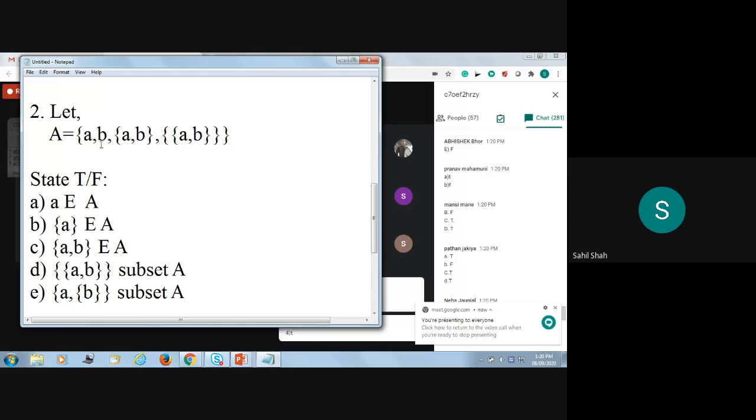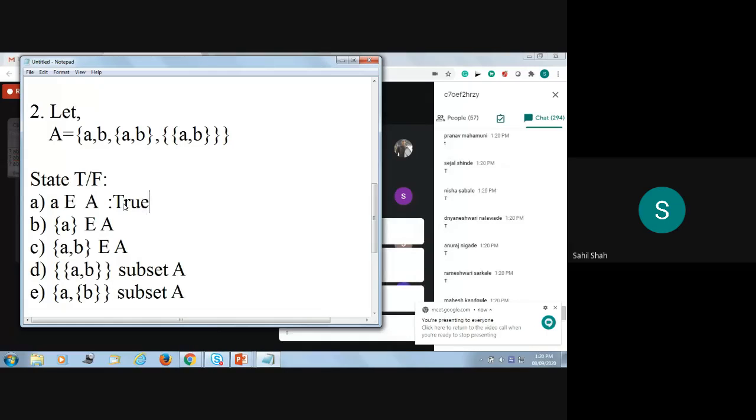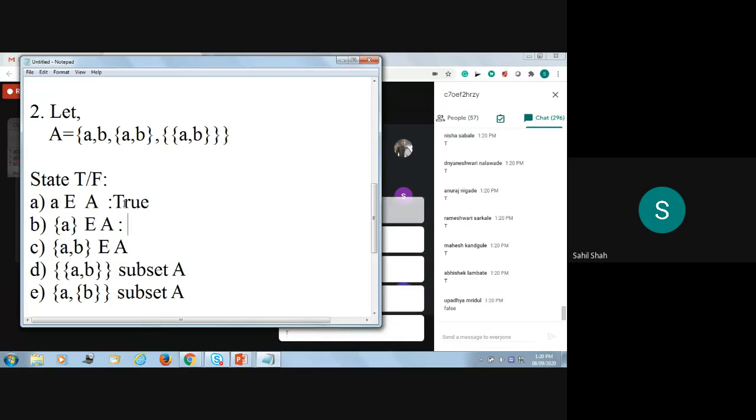Whether we have a as an element of A, whosoever has said false. Do we have a belongs to A? What is first? First is true, isn't it? Because I'm observing that a is a member of set A. Do I have {a} with curly braces as a member of set A? I'm now talking of example number 2. No, it is false.